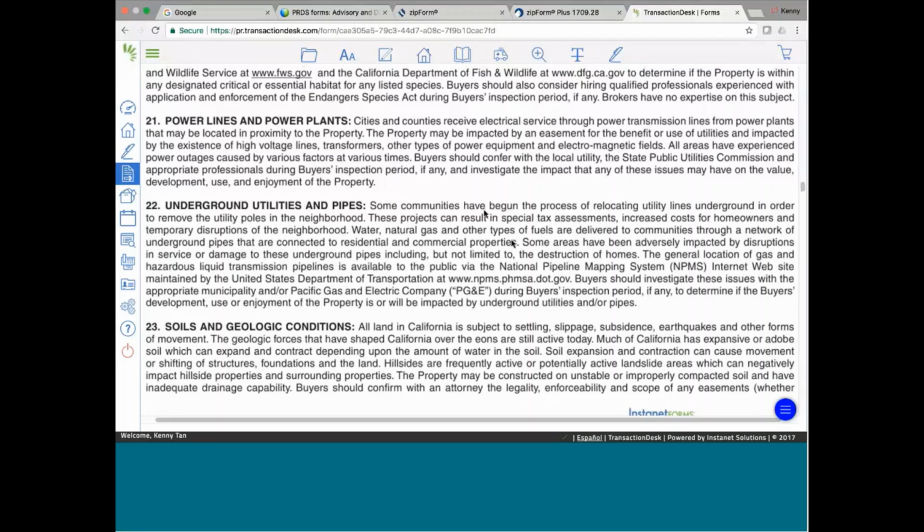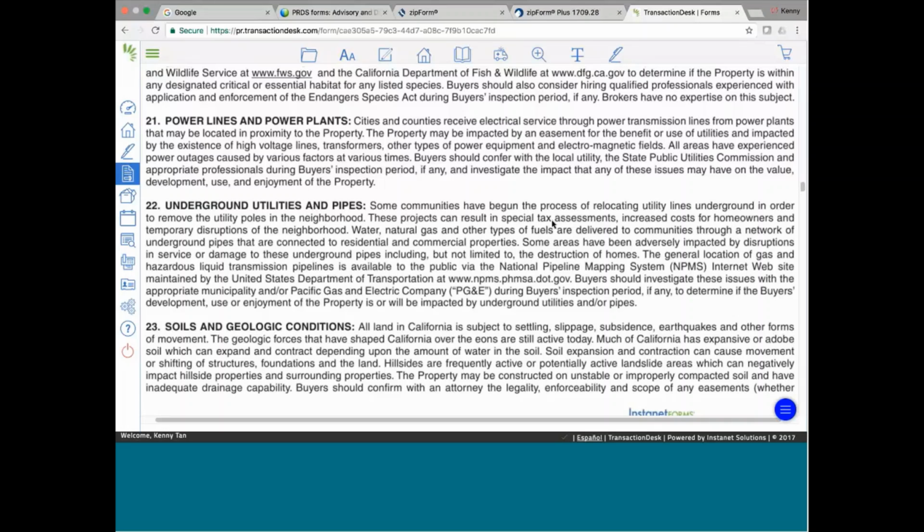Some communities have begun the process of relocating utility lines underground in order to remove the utility poles in the neighborhood. These projects can result in special tax assessment, increased costs for homeowners, and temporary disruptions of the neighborhood. Water, natural gas, and other types of fuels are delivered to communities through a network of underground pipes that are connected to residential and commercial properties. Some areas have been adversely impacted by disruptions in service or damage to those underground pipes.